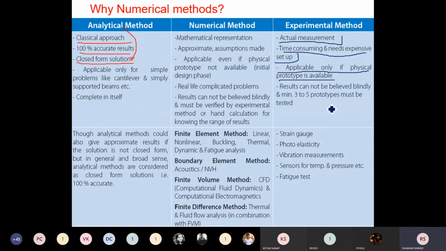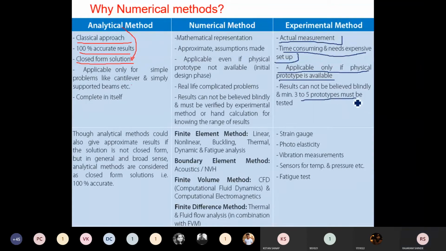We have to test so many cars for crash analysis, that means 3 to 5 cars for crash analysis. If those results are satisfactory, then we go for the launching of the cars. Then only can the industry get the certification of the cars. That is also a disadvantage.